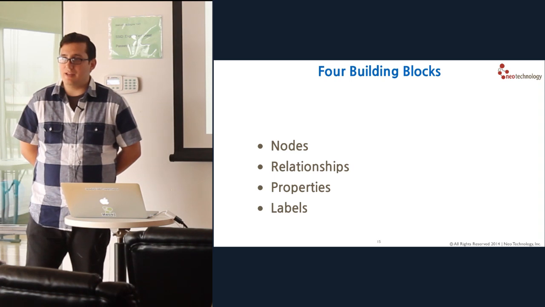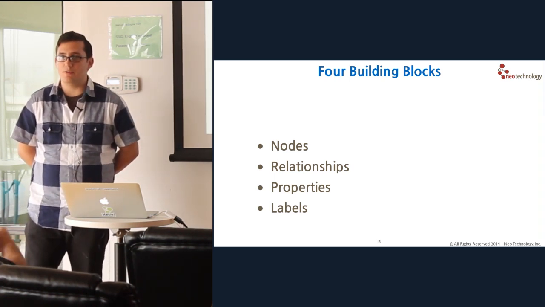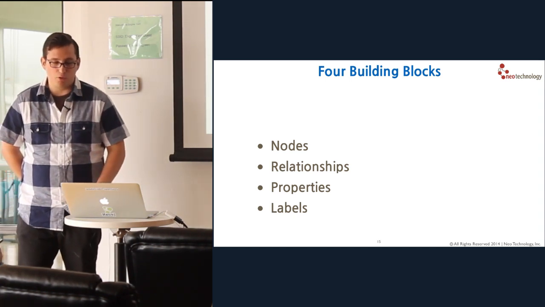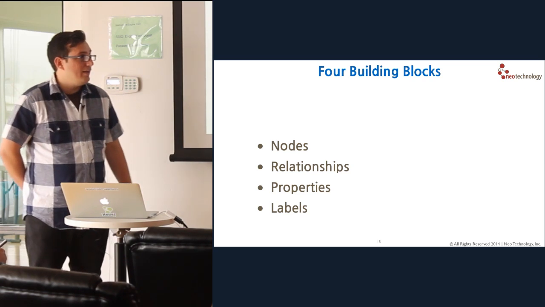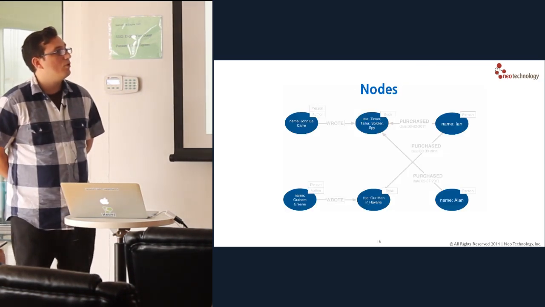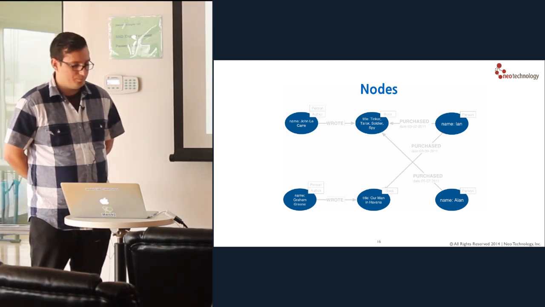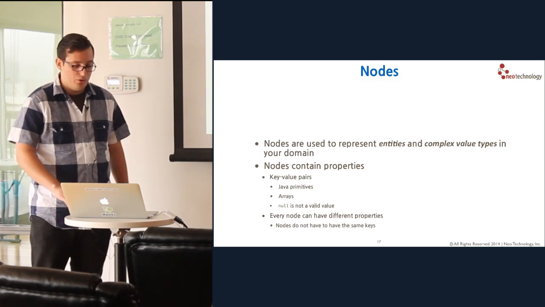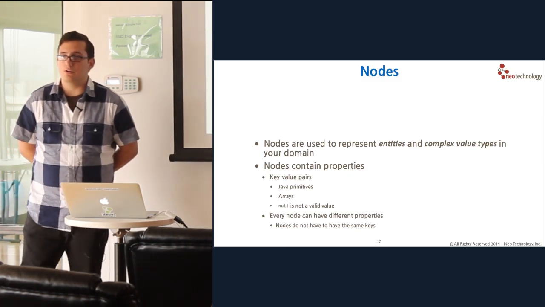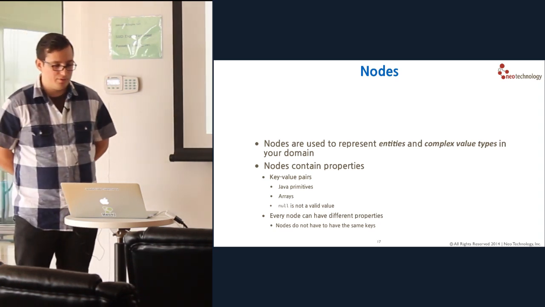It has 4 basic building blocks as of today. We have nodes, relationships, properties, and labels. I'm going to go over each of these and the rules that apply to each. First we start with nodes. Here we have an example graph, and you see the blue circles, those are nodes. They can contain key value pairs, and they're your entities, where you're going to describe the interactions between them using relationships.